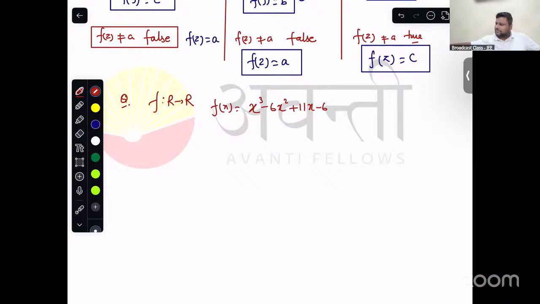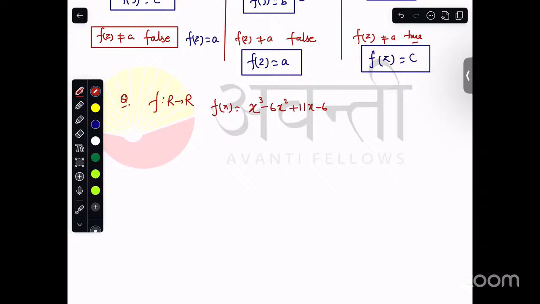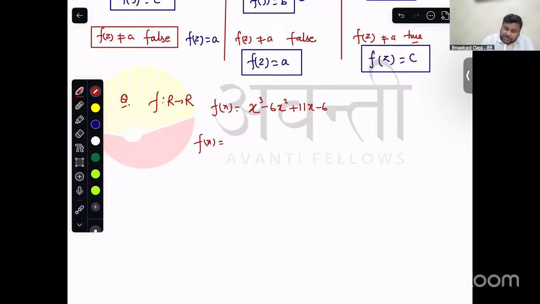Yes, tell me. f from R to R, this function. Yes, Lakshmi, is this one-one or many-one? Many-one, sir. How did you get to know about it? It will have more than one root, sir. Exactly. This is a very popular cubic polynomial, that is x minus 1, x minus 2, x minus 3. Am I correct? And I know f1 is also f2, that is also f3, that is 0. So it is a many-one function.